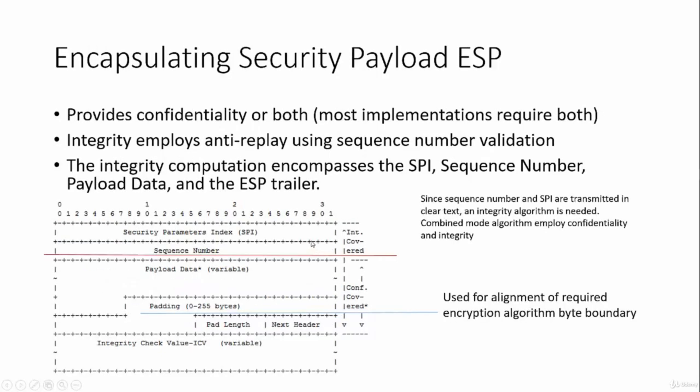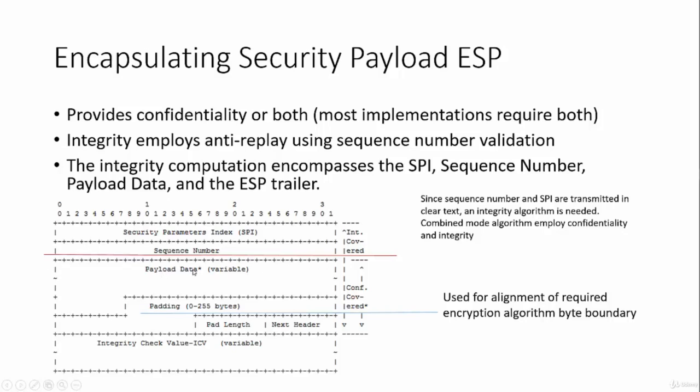Let's move on to encapsulation security payload. Encapsulation security payload provides confidentiality and integrity. The integrity uses the anti-replay that we talked about. It's the same concept that we talked about in the authentication header. The actual ESP header looks like this. You first start with the security parameter index. And then you have the sequence number that basically would increment with each communication, each time the two IPsec gateways talk to each other.